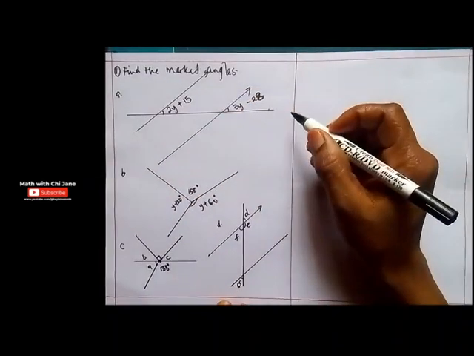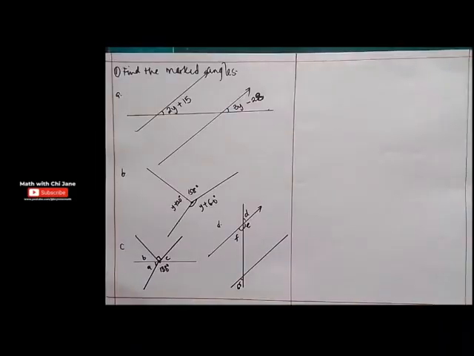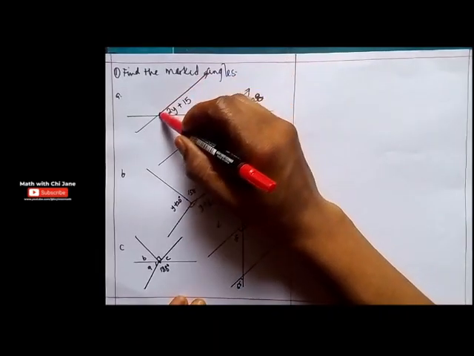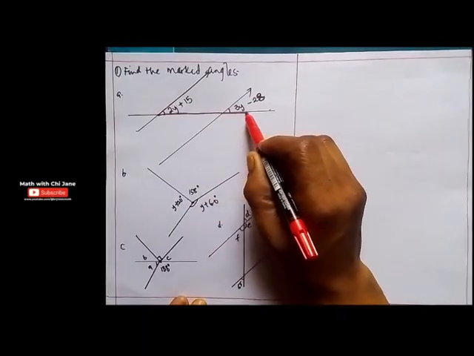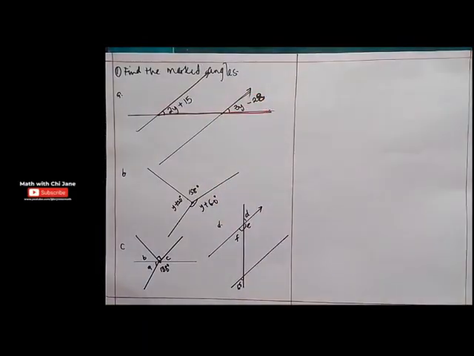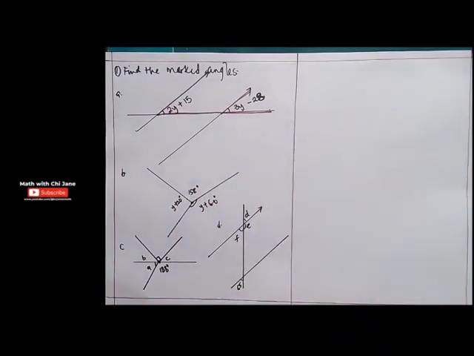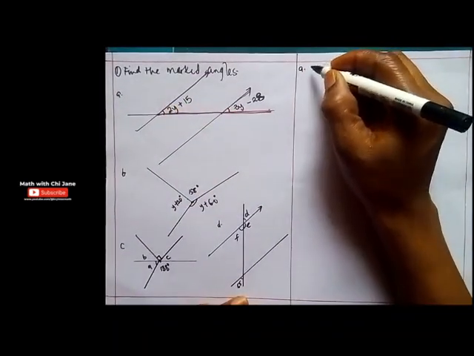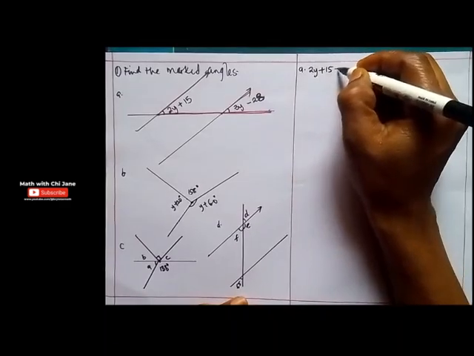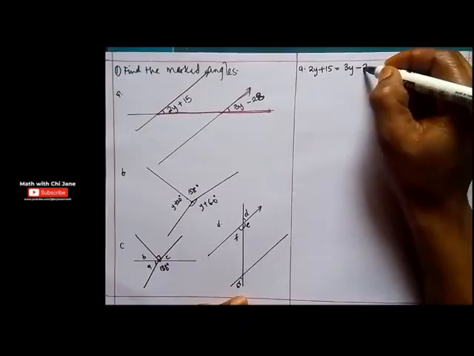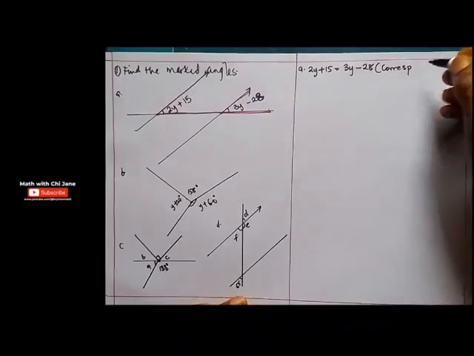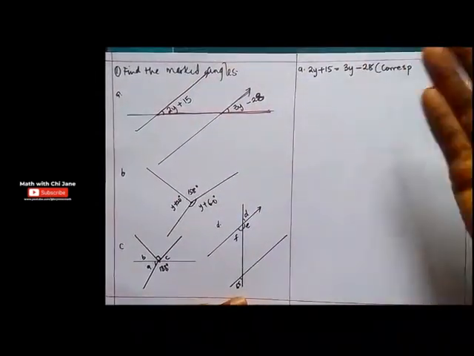Okay, so let's go by the first one. This is a parallel line, and this is the angle formed. So what angle is formed? Going by the way I drew the letter, the letter F, it is corresponding angles, and we say corresponding angles are equal. So you write 2y plus 15 is equal to 3y minus 28. Why did we say they are equal? Because corresponding angles, you always have to write your reason to state why what you are doing is correct.